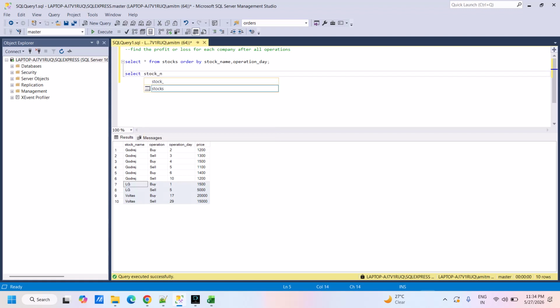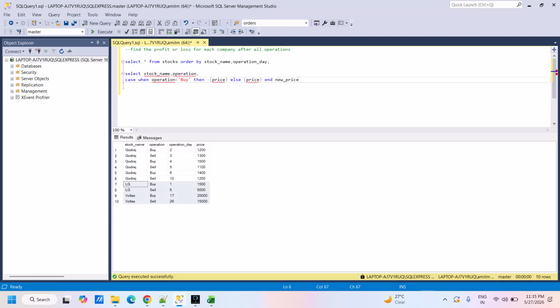Select stock name, operation, and now first what I will do is make these values positive or negative based on selling or buying. So when operation equals buy, then I am making this price as minus price, because this is the price that we spent, and if it is sell, then it will be positive price, as new price.